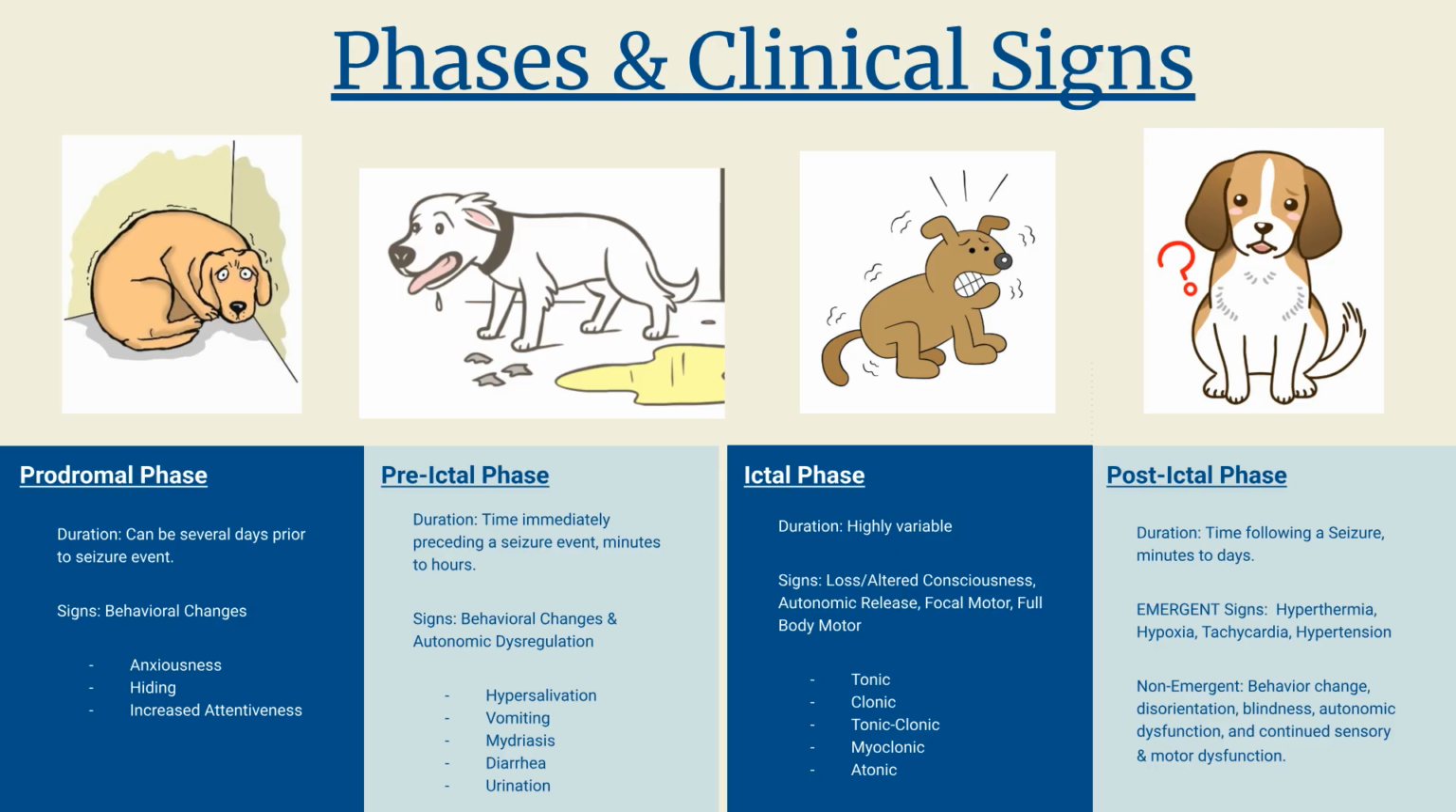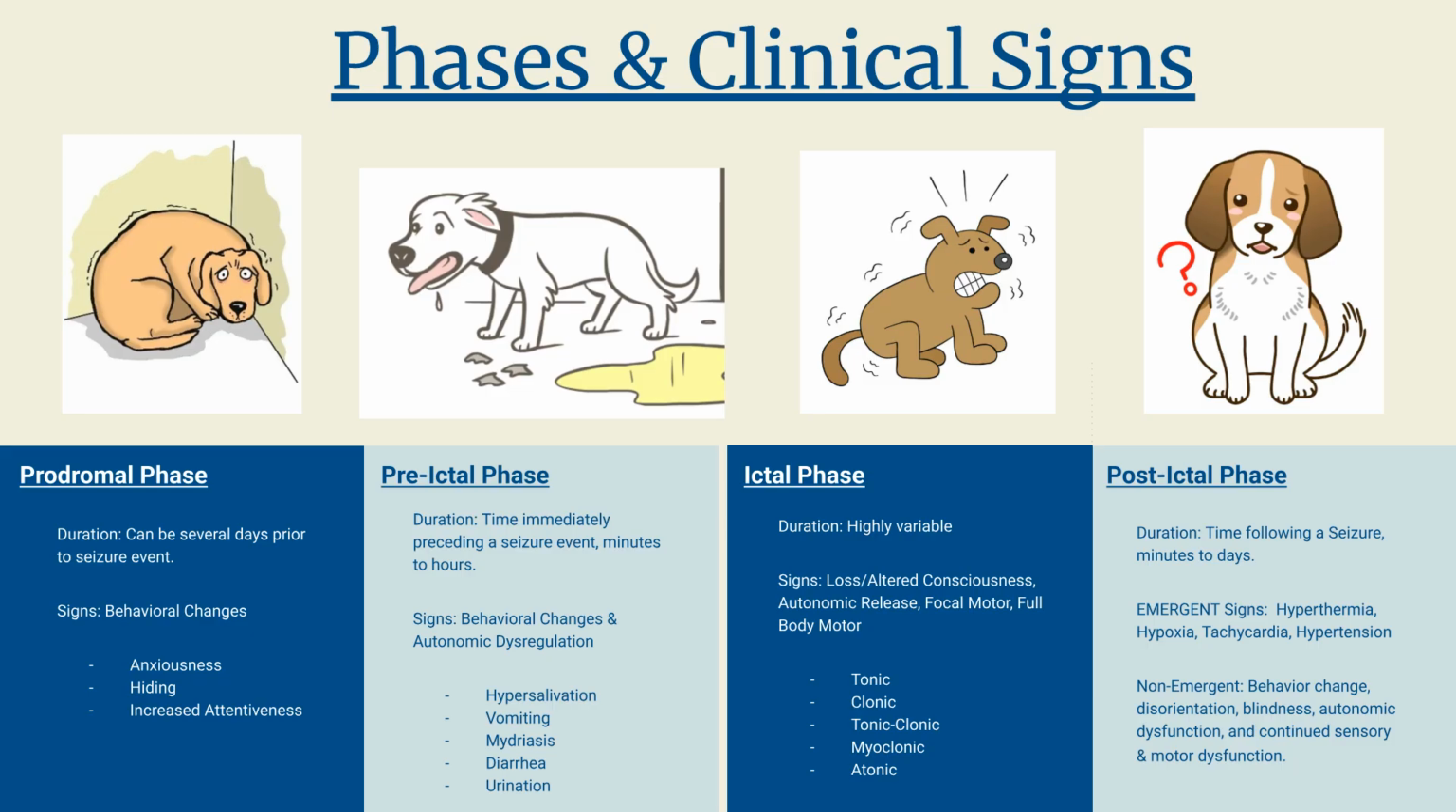Alrighty, now that we have a better understanding of seizure pathophysiology, let's break down the different phases and clinical signs of seizures. Starting on the left, we have the prodromal phase, which is the period of time before the onset of a seizure event, which can occur days before. The most common clinical signs seen in this phase are changes in behavior, such as anxiousness and hiding. Next, we have the aura phase, also known as the preictal phase, which is the phase that occurs immediately before a seizure. Signs include changes in behavior, altered states of consciousness, and autonomic dysregulation. Both the prodromal and preictal phases commonly go unnoticed, and in some cases, animals don't really experience them at all.